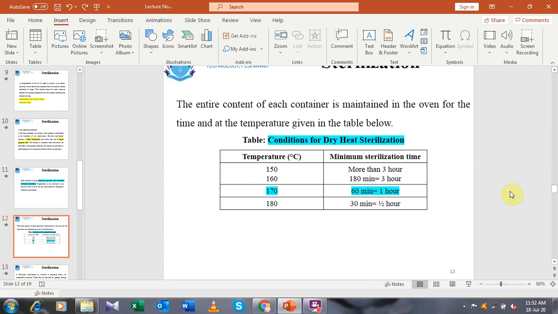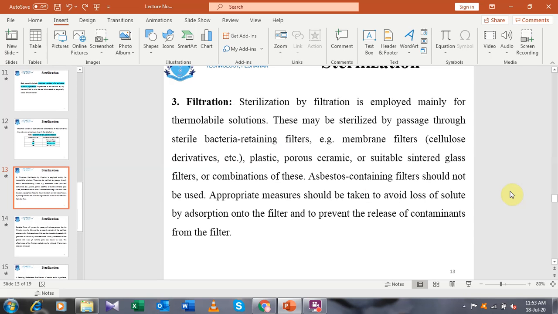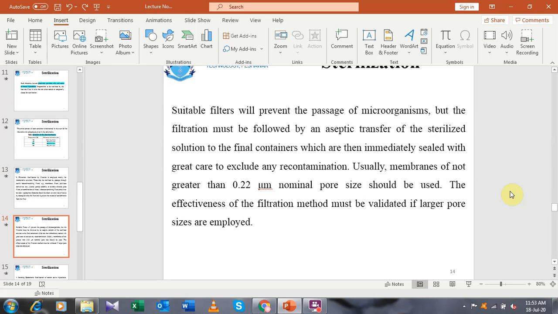And we also learned about the temperature, minimum sterilization time, and the conditions. These are the conditions for dry heat sterilization in the table. If we increase the temperature, what will be the effect on the time? As well as the filtration method: what is the role of the filtration method, why we prefer it, and what are the different selection criteria of suitable filters used.